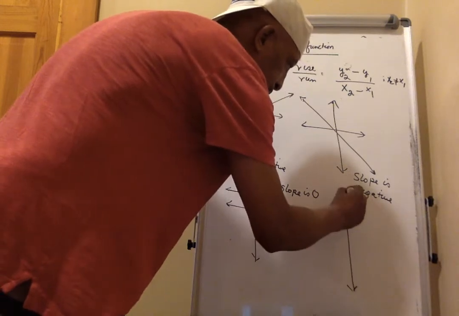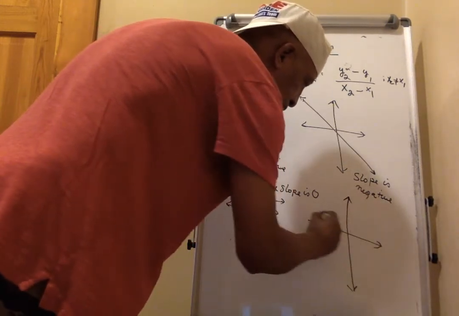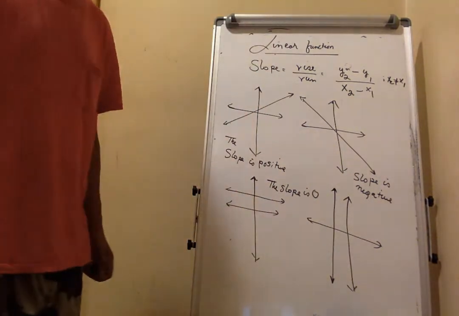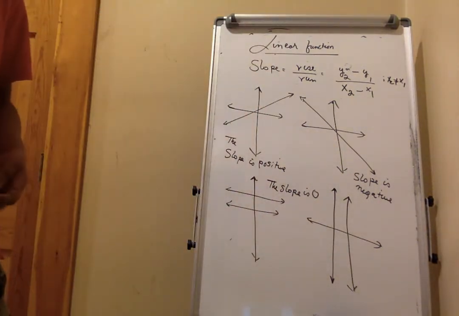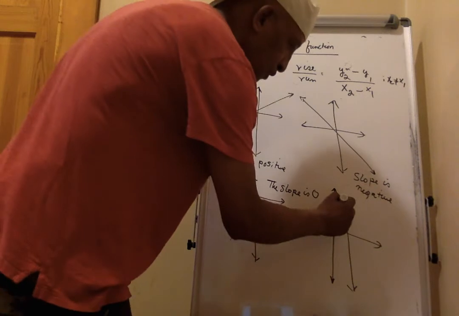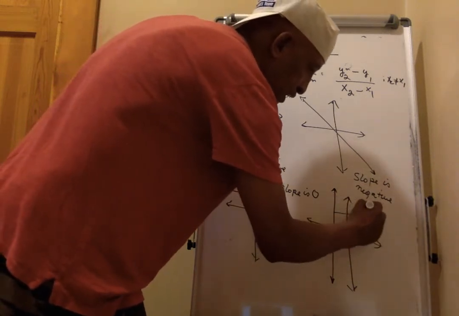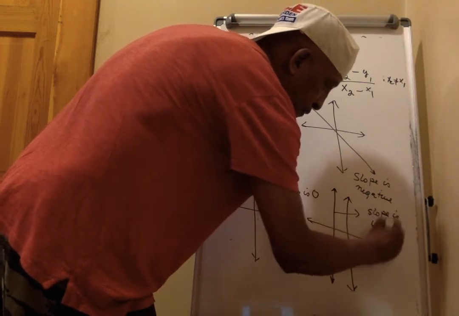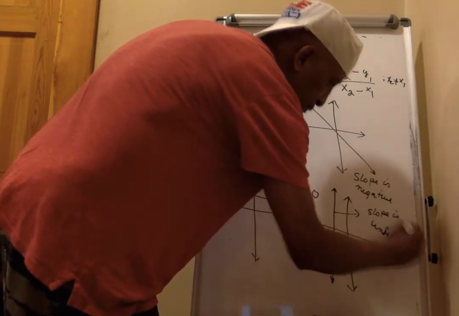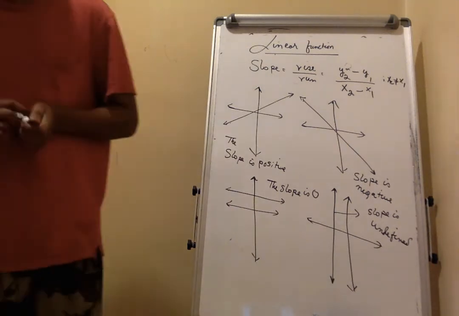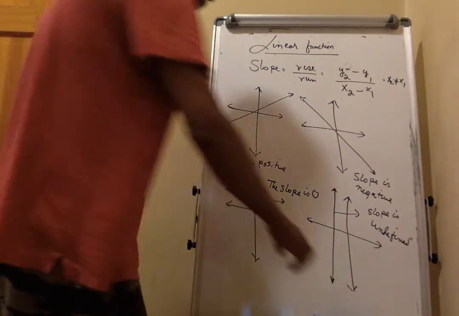If you have a graph that is moving up and down and not sideways, then if you plug in a number, you would end up with the denominator 0. You know, anything over 0 is undefined, so therefore the slope of the vertical line is undefined. So if we know these four distinct concepts, then we are okay about talking about linear functions. Okay.